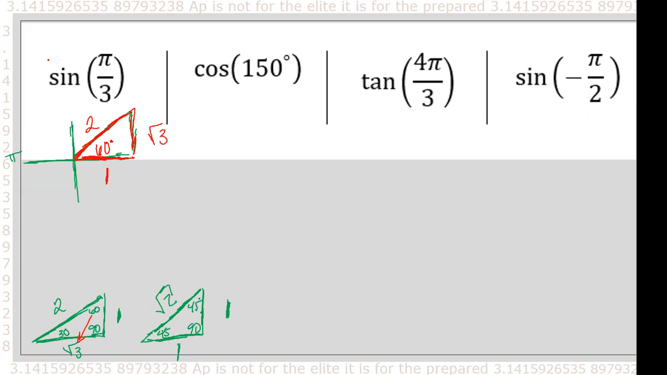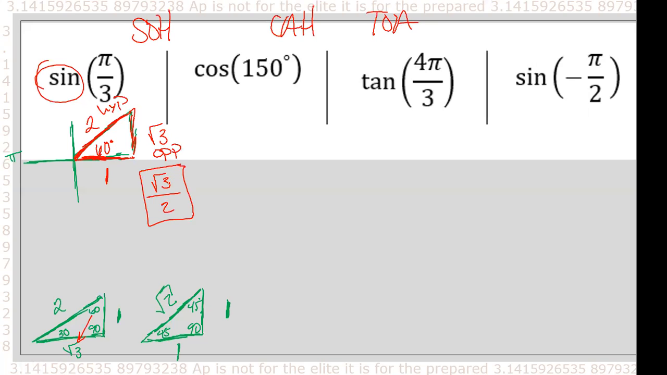Okay, so if I do sine, remember, SOH CAH TOA. Sine is opposite over hypotenuse. So my opposite side is right here, and my hypotenuse is right here. So we would have square root of 3 over 2 is the answer, the ratio associated with sine of pi over 3. Okay, let's go ahead and try sine of 150. This one appears to be a little trickier, but it really isn't.